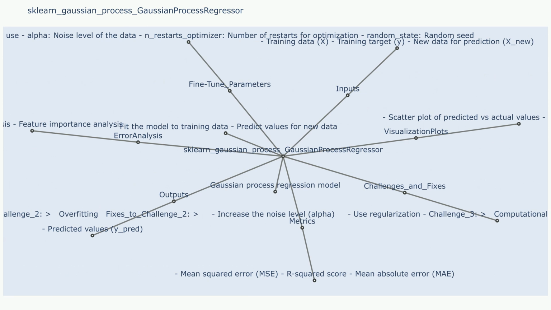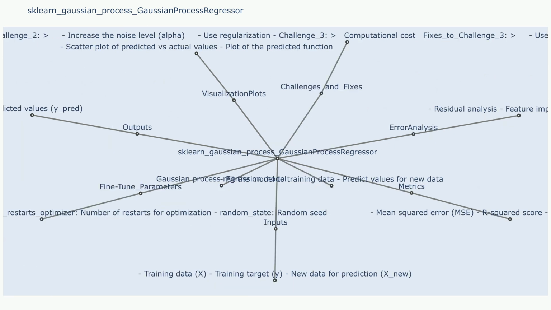Gaussian process models can be computationally expensive, especially for large datasets. Sample use case that resulted in challenge 3: training a Gaussian process model with a complex kernel on a large dataset can take significant time.